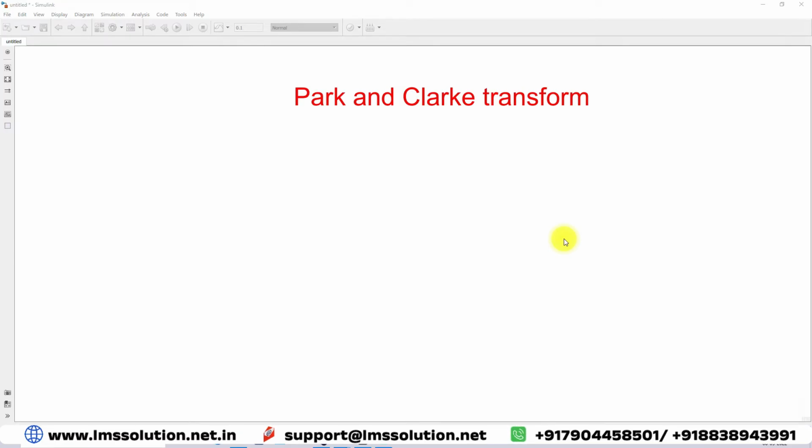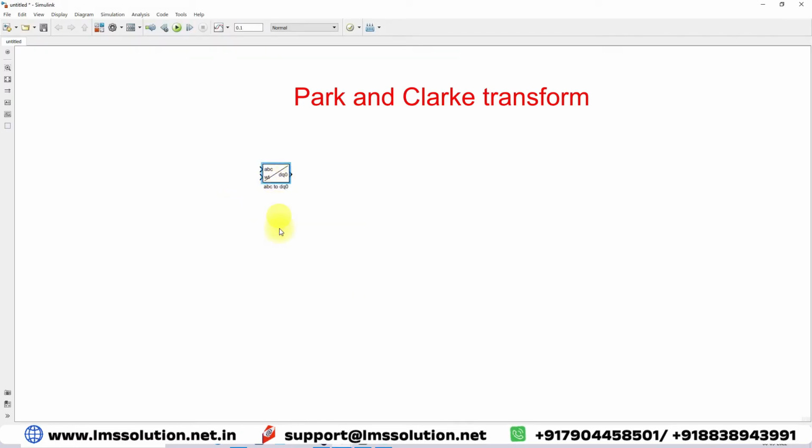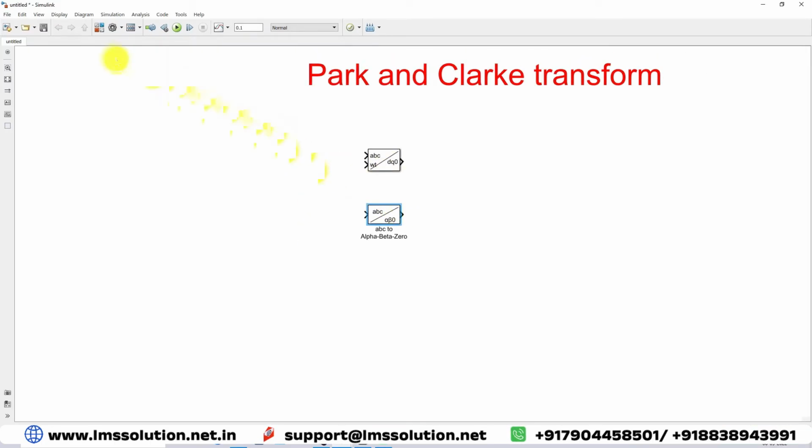In MATLAB there are already some basic blocks for ABC to dq0 and ABC to alpha beta 0, right? How are we going to use those blocks? Just type here ABC to dq0 and you will get this one, and then you can type ABC to alpha beta 0. In order to implement these two blocks, we need a three-phase input. First we need to generate a three-phase sine wave.